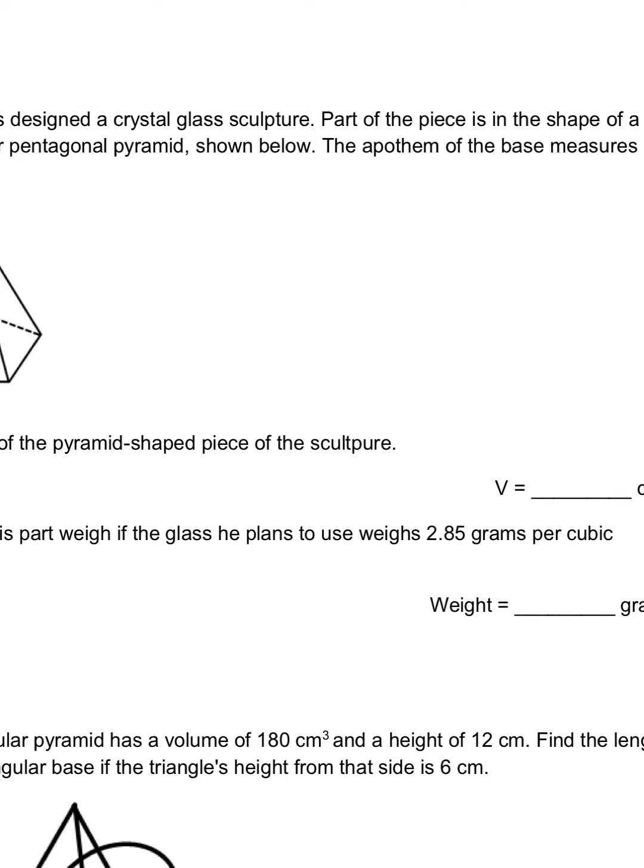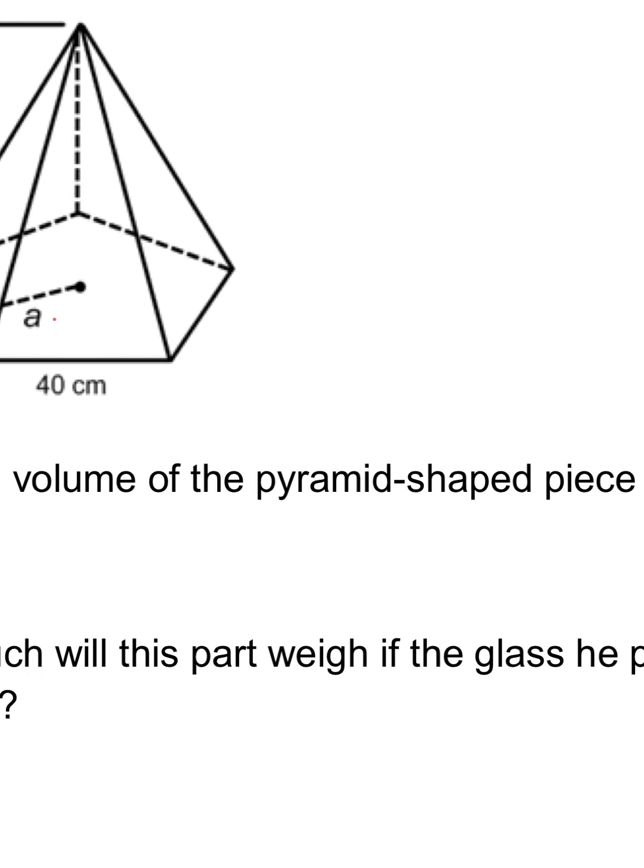So next up we have Britta. She designed a crystal glass sculpture. Part of the piece is the shape of a large regular pentagonal pyramid. Okay, the apothem of the base measures 27.5. So this little a down here, that is 27.5 centimeters.